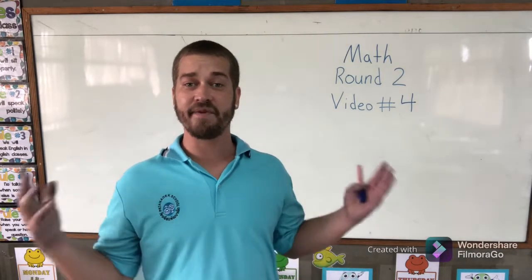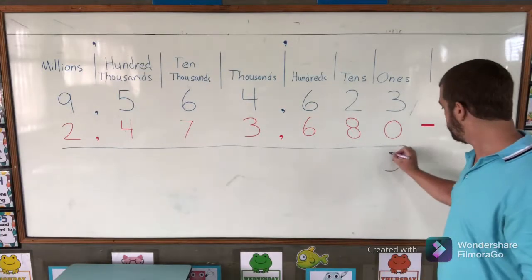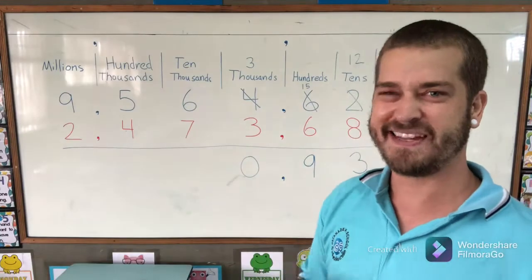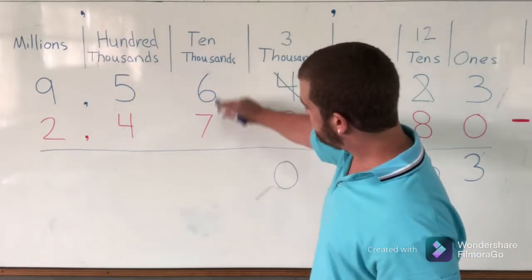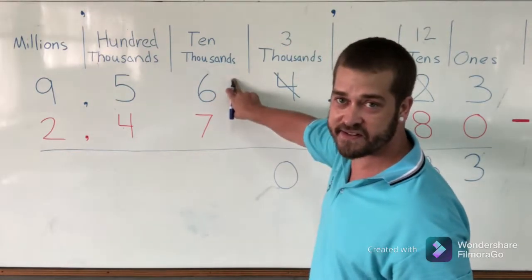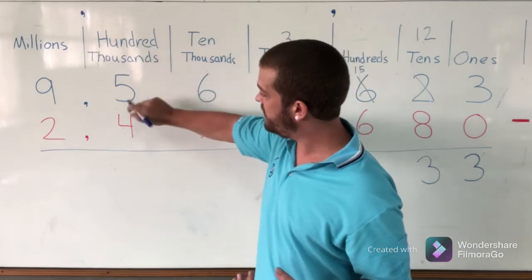Let's go ahead and dive right in. 3 take away 8. Okay, 2 take away 8. Now, this is hard to understand. I'm going to do it again so you guys can start to see a little more clear. Let's move over to our 10,000s. Can you subtract 7 from 6? No. So what we're going to do is borrow one of these.